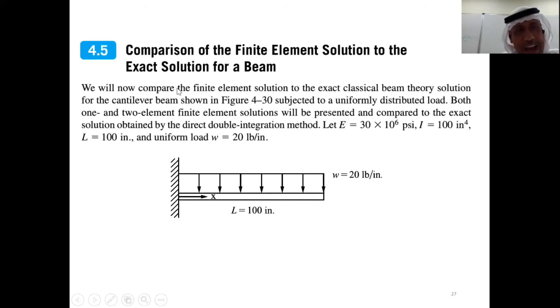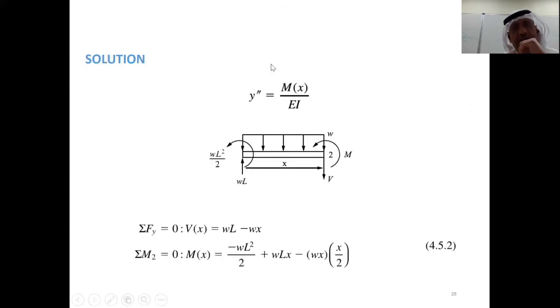Okay, says we will now compare the finite element solution to the exact classical beam theory. Of course, here we are not considering the shear deformation. We only consider what? Bending. Okay, very good. So the first thing here, we need to derive the moment. How do we derive the moment? We make a cut. We find the shear as a function of x. We find the moment as a function of x.